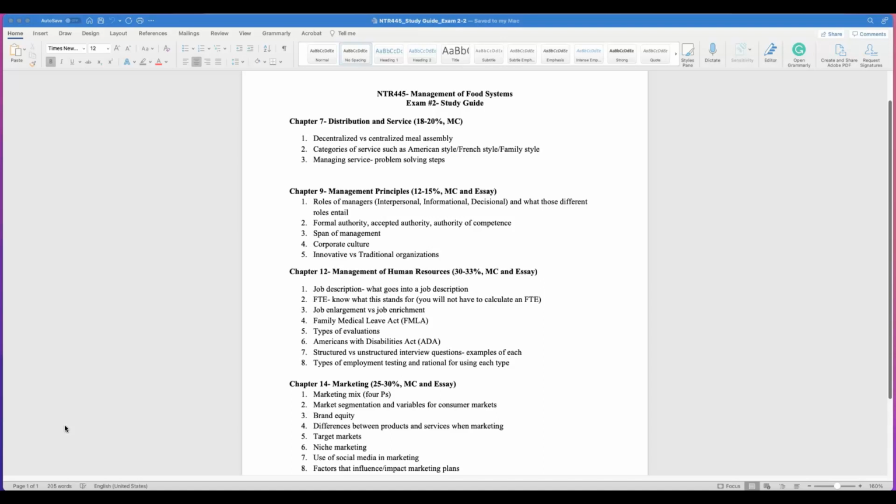In decentralized, the same food's made, but it's maybe put in hotel pans and sent to a different location for service, for portioning. Okay, same kind of concepts here for decentralized and centralized.